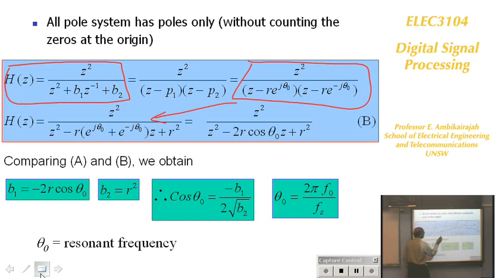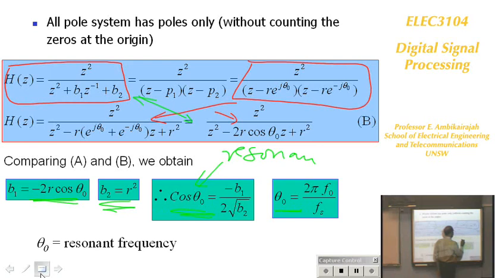I've done this before, I get this. I can now equate these two. When I equate that, I get B1 equals 2R cos theta naught, B2 equals R squared, cos theta naught is this, and theta naught is this. Theta naught is the resonant frequency. Theta naught becomes the resonance frequency.